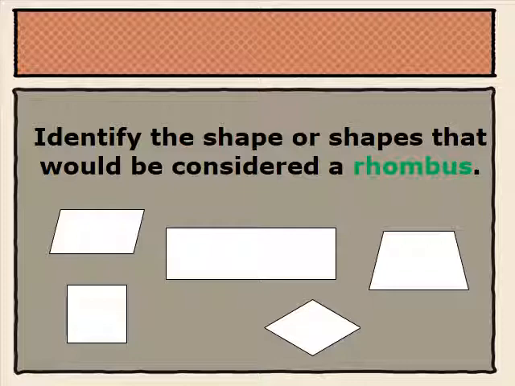Now take a moment to identify the shape or shapes that would be considered a rhombus. Here we have two examples that would be considered a rhombus. We know that they are because they have four equal sides and two pairs of parallel lines.